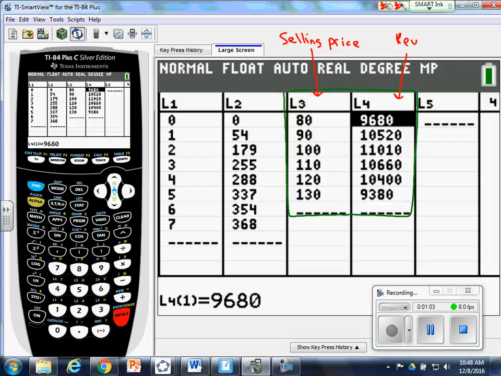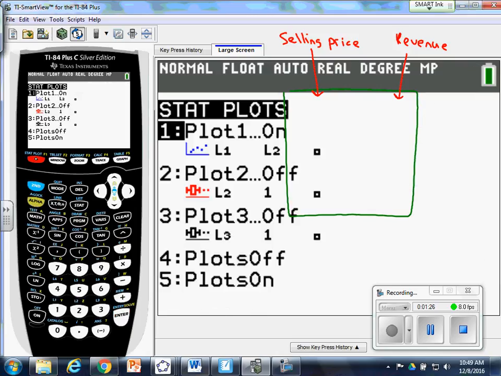I just had some other values in L1 and L2 from a previous example that I didn't want to type over because I was going to use them again. So that's why I used L3 and L4. Normally you would just go into L1 and L2. So first things first, if we wanted to take a peek at the plot and get a little scatter plot, we can go into second and then y equals, turn on our stat plots. We're just going to go into the first one here and press enter.